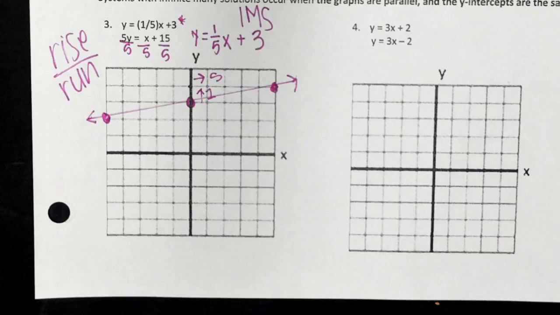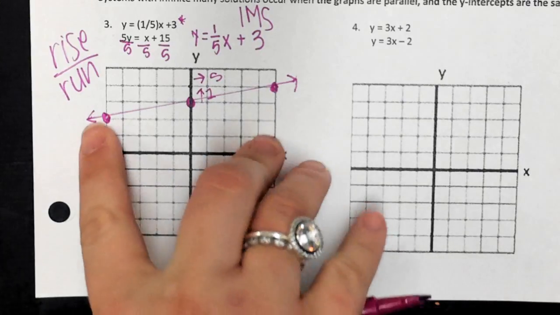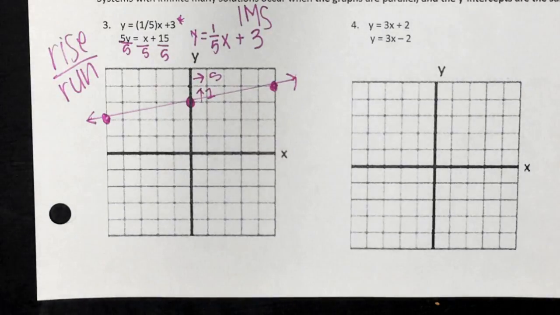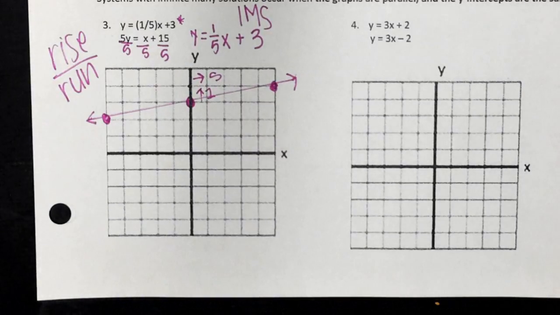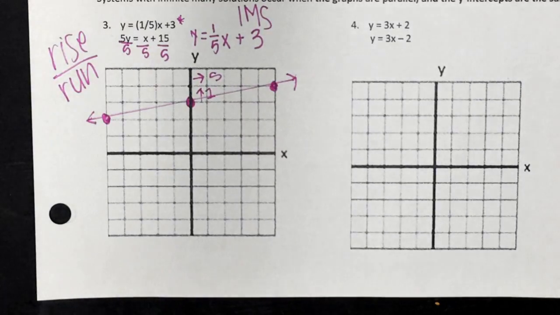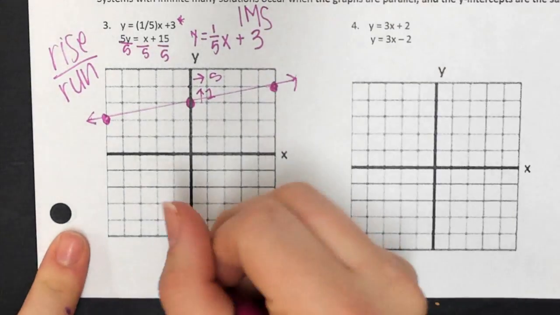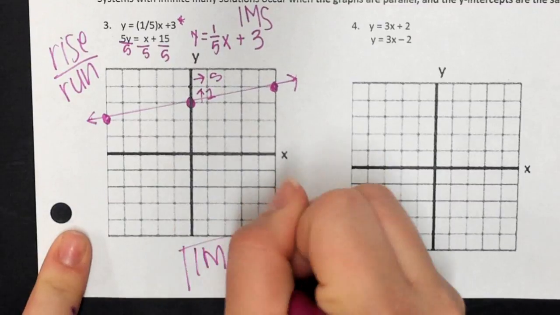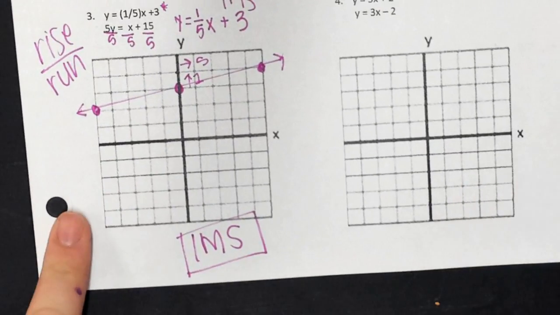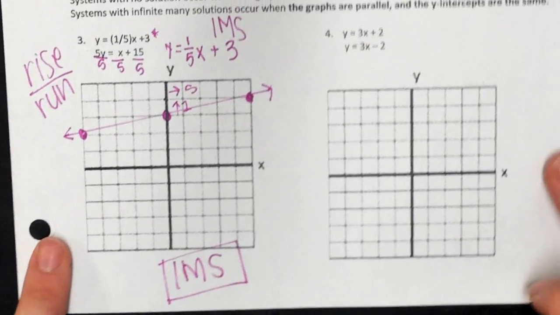Okay, graph the second one. It already is. It's already there. So if I graphed it, wouldn't it just sit right on top of it? Yeah. So you're going to have how many solutions? Infinitely many. So this one was IMS, or infinitely many solutions.